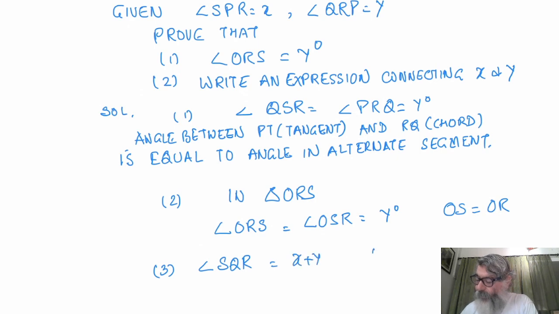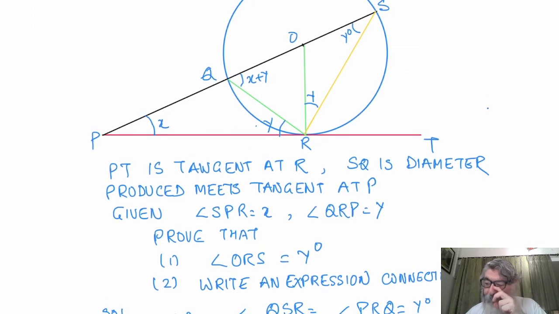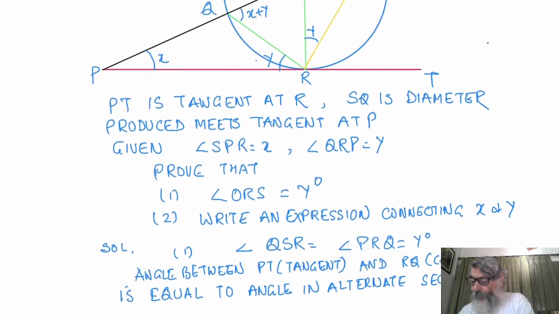Exterior angle of a triangle is equal to the sum of the interior opposite angles. In the triangle PQR, angle P is x, angle R is given as y, so the exterior angle will be x plus y. This angle in the triangle QRS is y, and angle QRS will be 90.